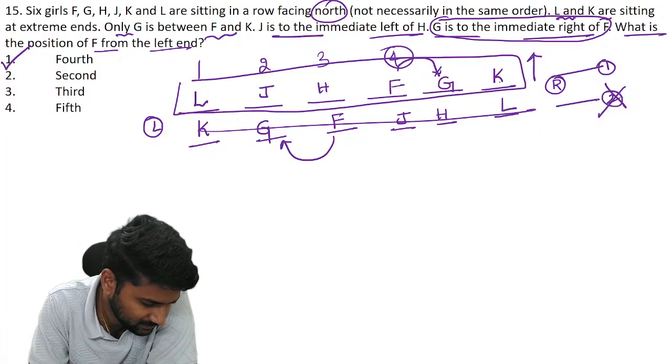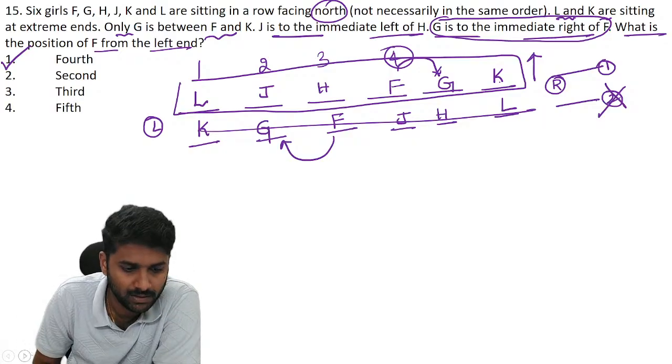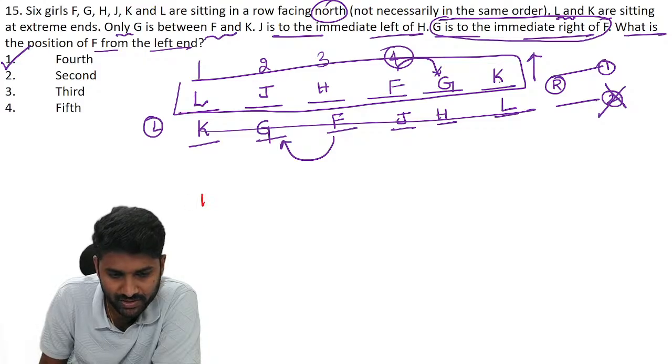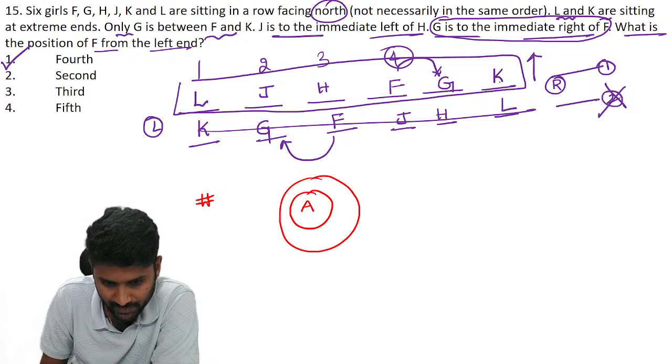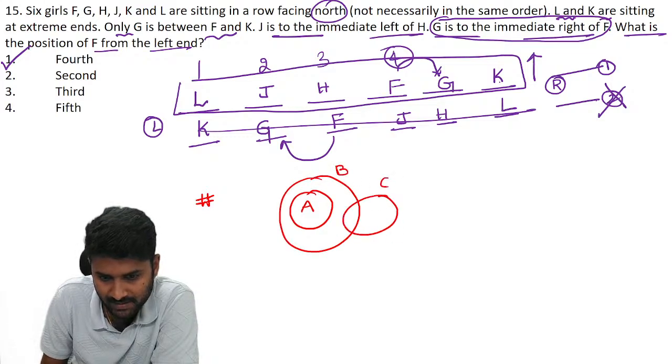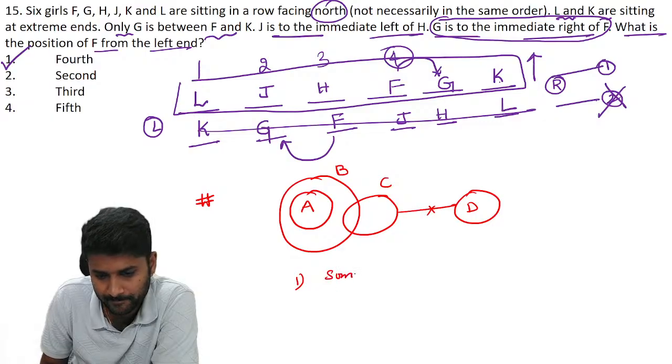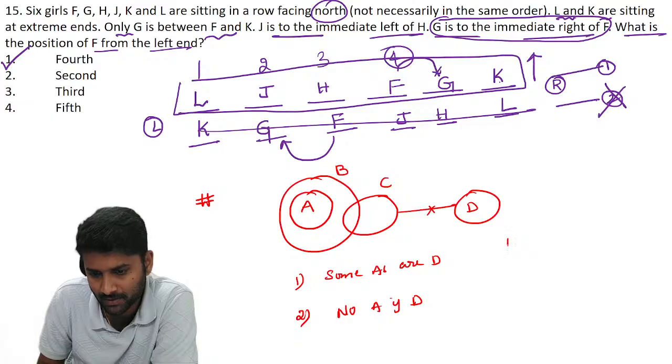So is it clear? Now try to solve this question, guys. I will give the diagram. All A's are B. Some B's are C. No C is D. Now conclusion number 1: Some A's are D. Conclusion 2: No A is D.